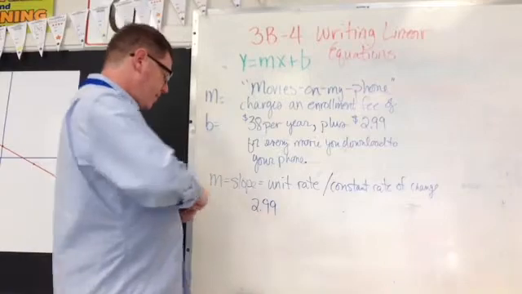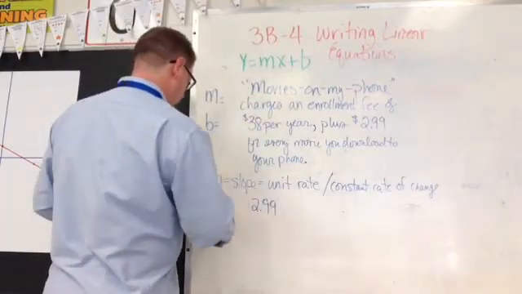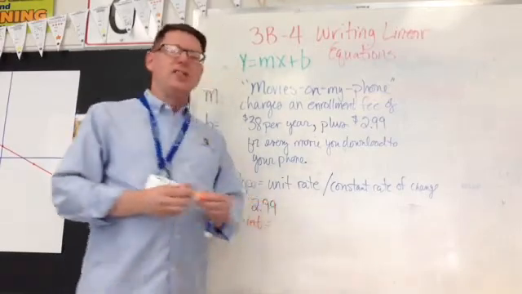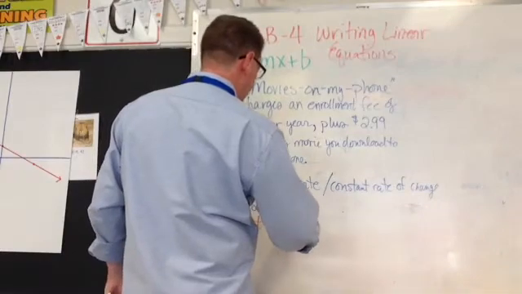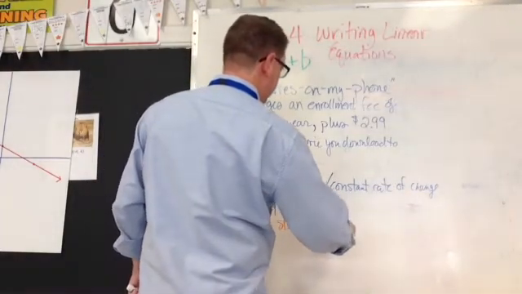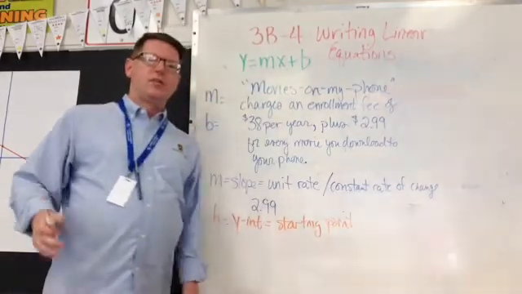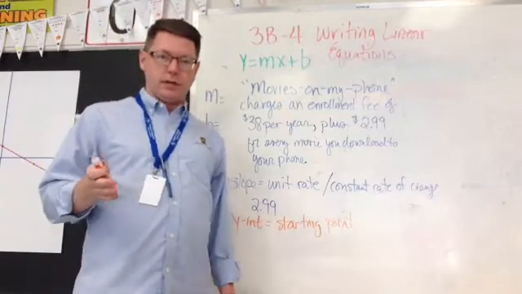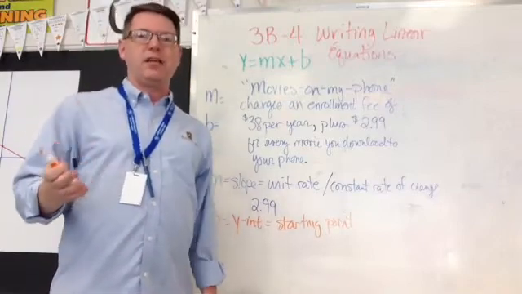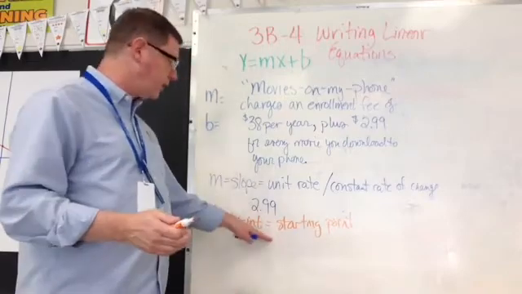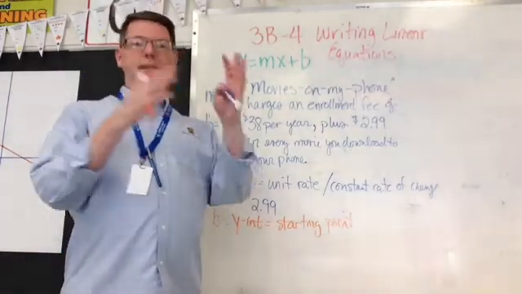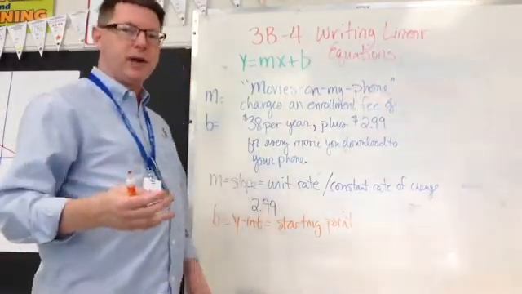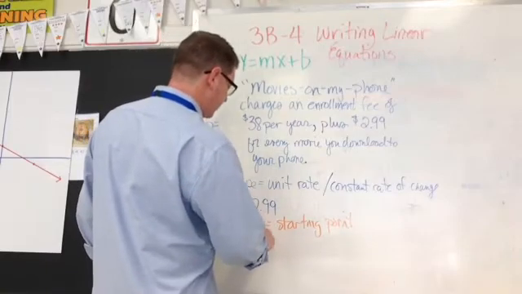Okay? B, which is the y-intercept, is always going to be the starting point. So in this problem, I'm looking, where am I starting? Well, if I join the Movies on My Phone club or app, the starting point is the $38 fee that I have to pay. Okay? Typically, the y-intercept is going to be a one-time fee or a one-time something that happens. So in this case, the starting point or the y-intercept, my one-time fee, is $38.